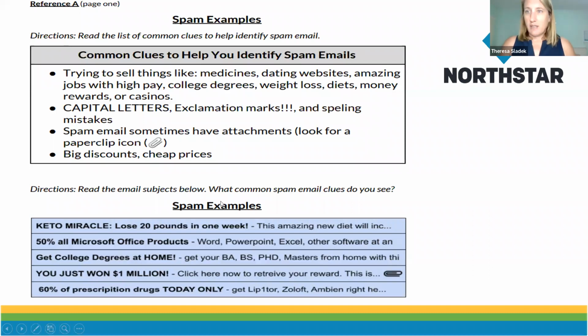And then if I was projecting this on the board, I'd have people come and point to where you see people trying to sell things like medicine. We'd go over what are some other words for medicine, like pill or prescription. We'd go through all of these. And if you're doing this remotely, it's really fun to let people annotate and draw all over your screen.